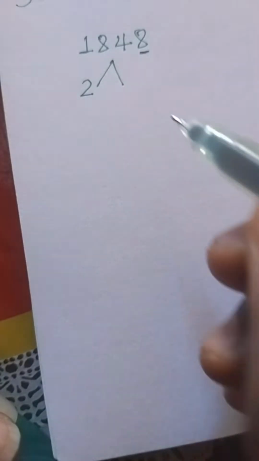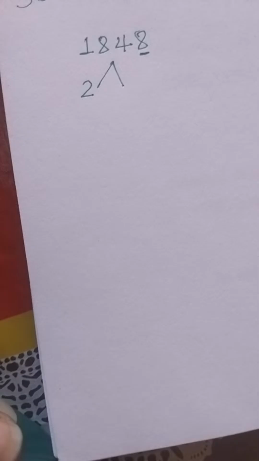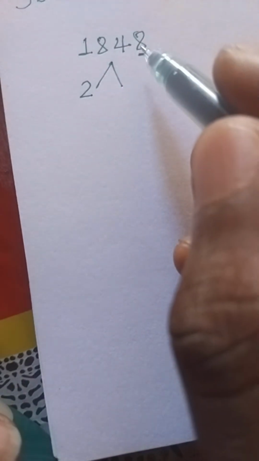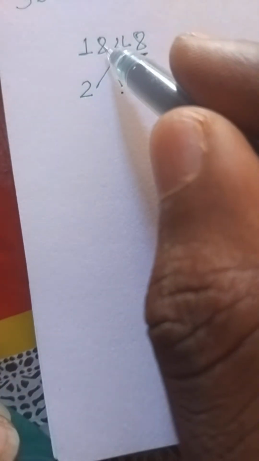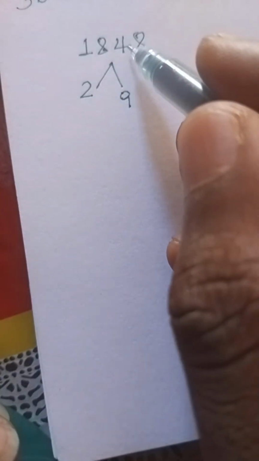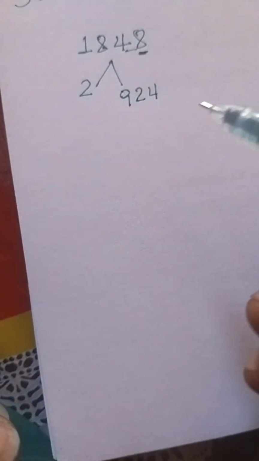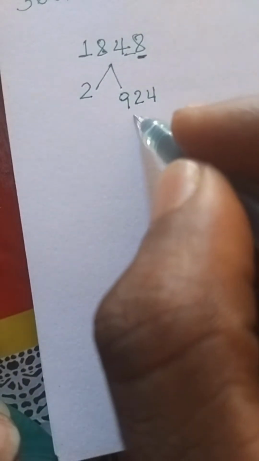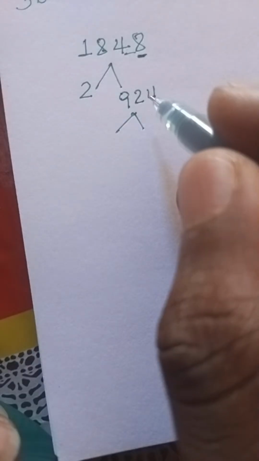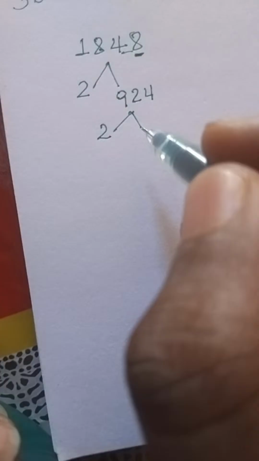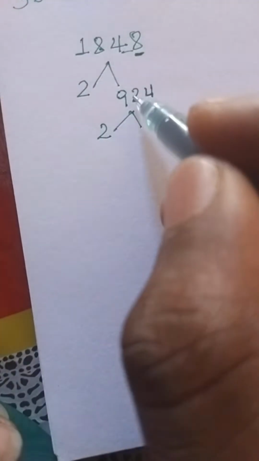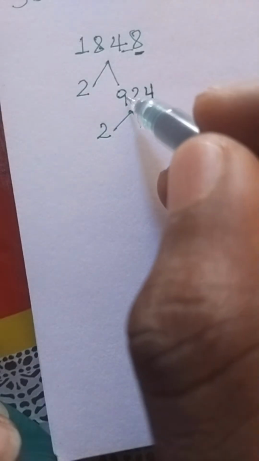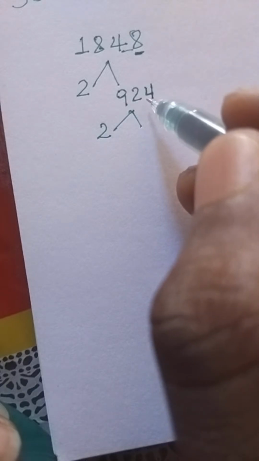Yes, it is divisible by 2. Why? The last digit is an even number, so this number can be easily divided by 2. Divide this by 2. 1000 means 500, 500 plus 400 is 900, and here 24. Yes, you get it? 924. Now is 924 divisible by 2? Yes, because the last digit is even. Divided by 2, 400, then 50 plus 12, 62.